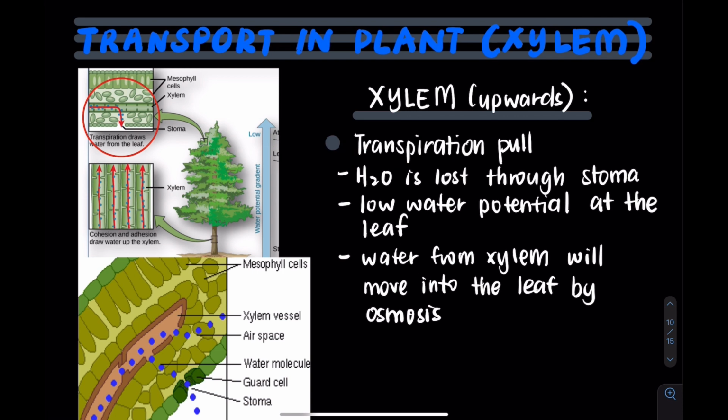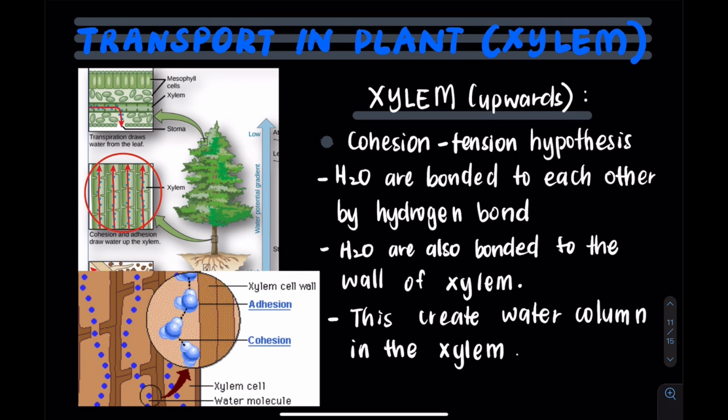The next mechanism is cohesion tension hypothesis. Water is cohesive, which means that water is bonded to each other by hydrogen bonding. Water molecules are also adhesive, which means that water is bonded to other surfaces, in this case the xylem wall, by hydrogen bonding. Both cohesion and adhesion will create water column or water chain in the xylem vessel.